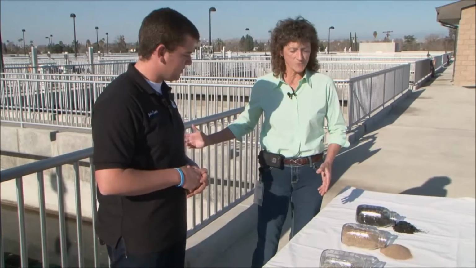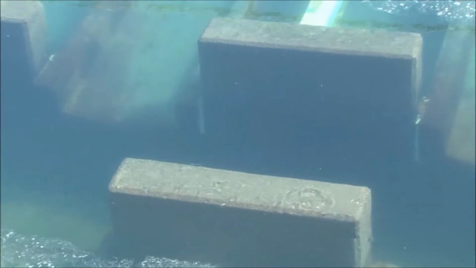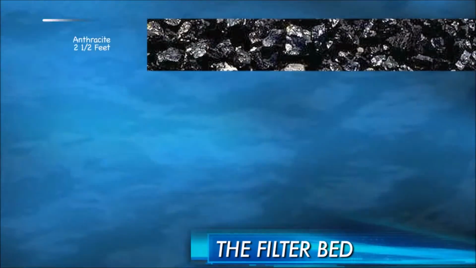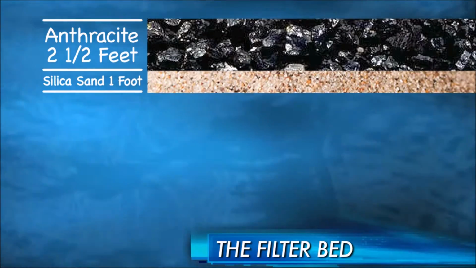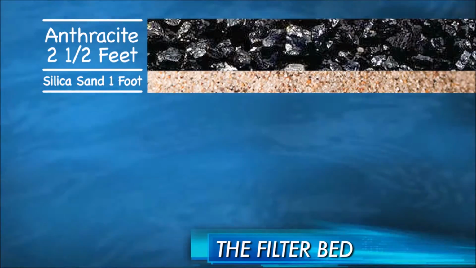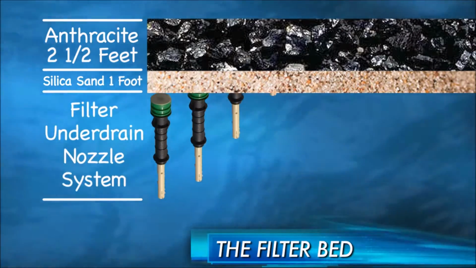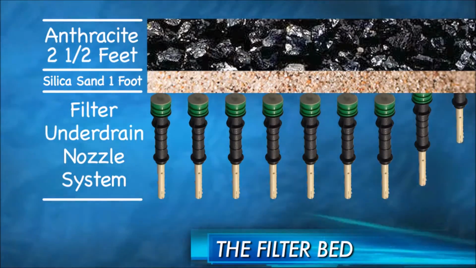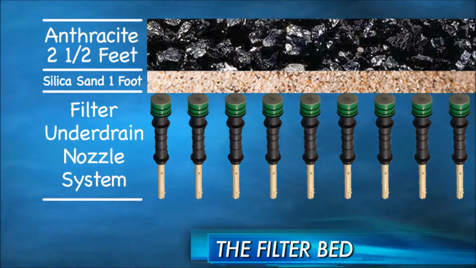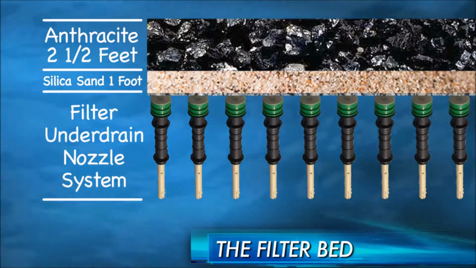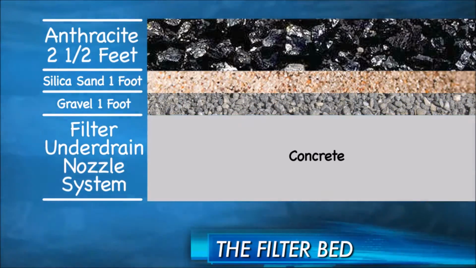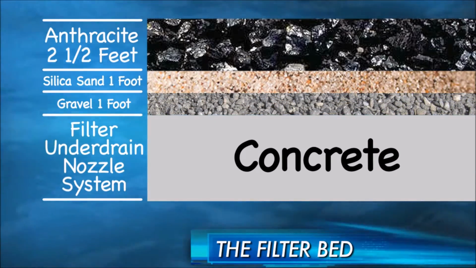First of all, this train B has deep filter beds, 2.5 feet of anthracite, and then directly underneath that is 1 foot of the silica sand. And then directly under that is actually our filter under-drain nozzle system. And to support that nozzle system is the gravel. There's approximately 1 foot of gravel down in between those nozzles.